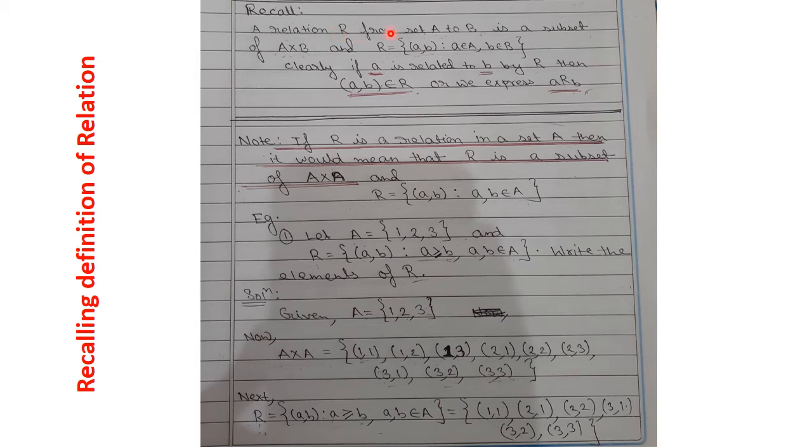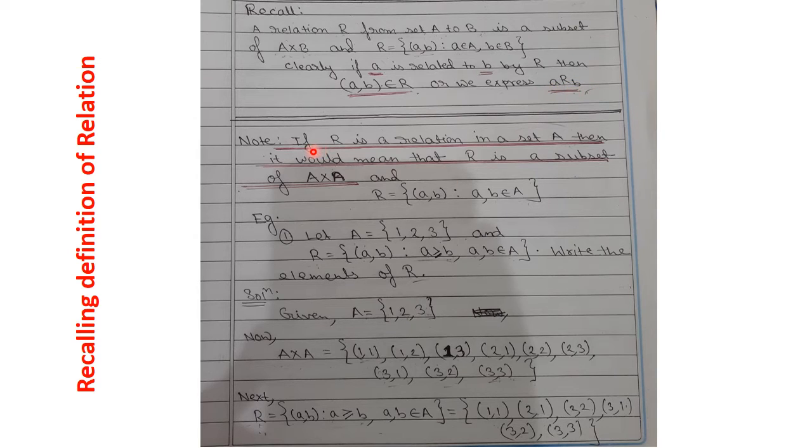A relation R from set A to B is a subset of A cross B, and R is written as the set of all ordered pairs (a, b), where a is a member of A and b is a member of B. Clearly, if a is related to b by R, by the condition given under R, then the ordered pair (a, b) is always in the relation R, and we express a R b. That means a is related to b.